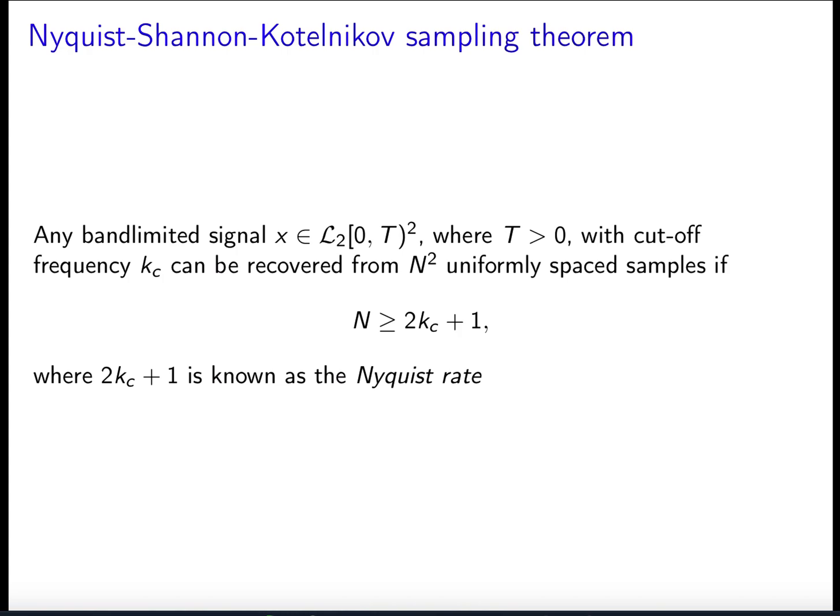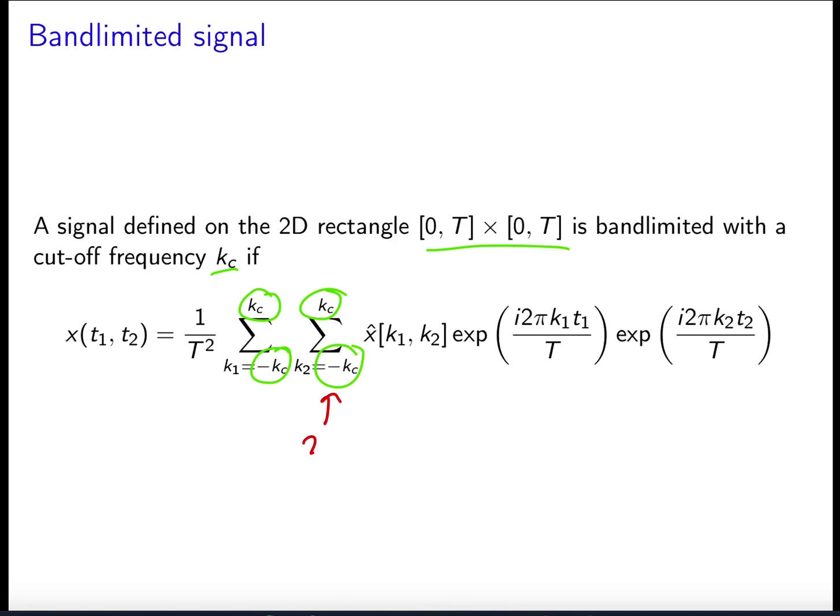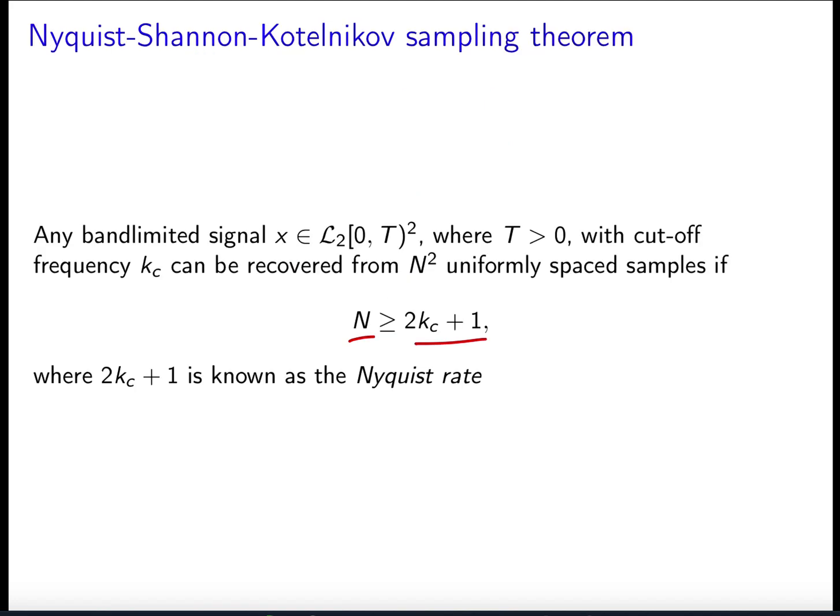The sampling theorem in 2D tells us that if n is greater than 2kc plus 1, realize that we're taking n squared measurements. In 1D, we're taking n measurements. So here we're taking n squared measurements, which makes sense because we have (2kc plus 1) squared parameters now. Realize that there are 2kc plus 1 terms in each of these sums, so the total number of parameters is 2kc plus 1 times 2kc plus 1. So it stands to reason that you need at least that number of samples. That's known as the Nyquist rate, just like in 1D.